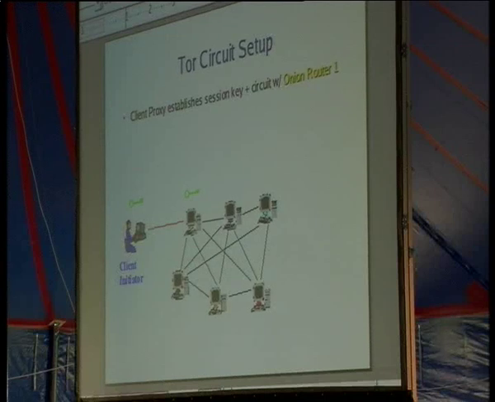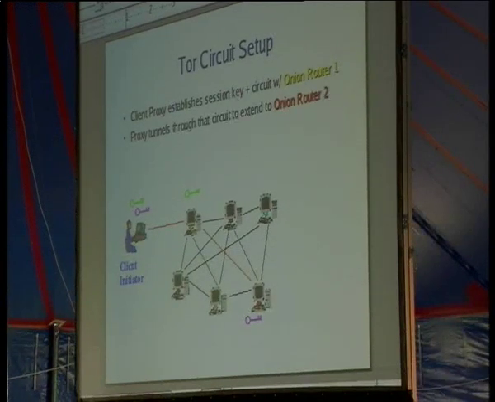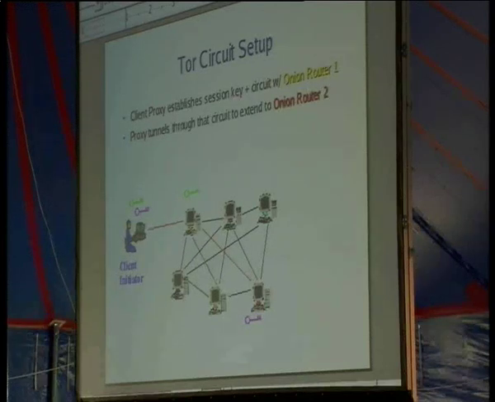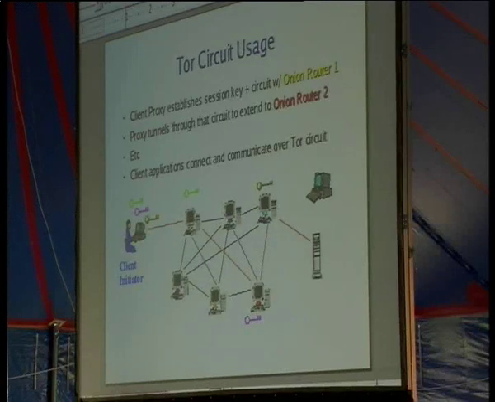So she does that, and then from there she tunnels to a second one. So now she's got a session key established with the first one, and then a second one with the second one. And from there she tunnels to a third. So the nice property here is that no single server up there can link Alice to some website she goes to.